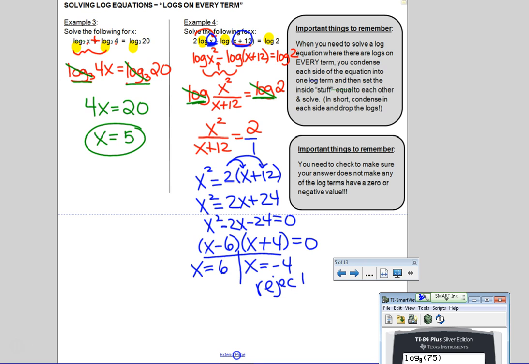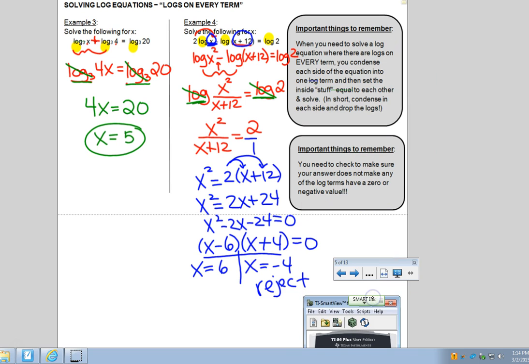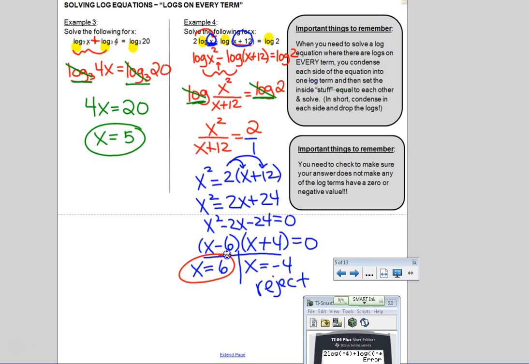And as always, if you don't want to remember all the different ways to check each particular type of equation you've ever learned, you can always do a real check by taking the equation and putting in -4 yourself. And then you'll see that there's a problem. So you can always do it that way also. Okay, so 6 is the only one that's going to check out. All right, so logs on all the terms, condense, and then drop the logs.